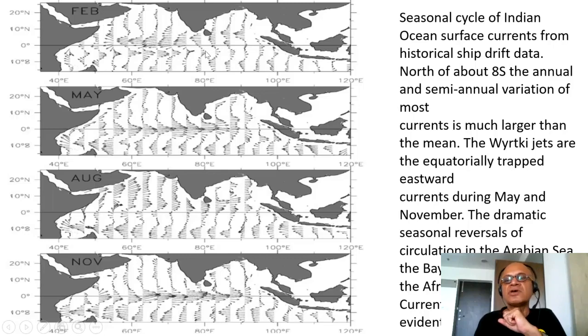So the currents here, seasonal cycle of the ocean surface currents in February, the northeast winds are producing currents that are westward, from east to west, whereas in May you get a very strong eastward jet called the Wyrtki jet, and you get a similar eastward jet in November. So this is called a spring Wyrtki jet. It's called a fall Wyrtki jet.